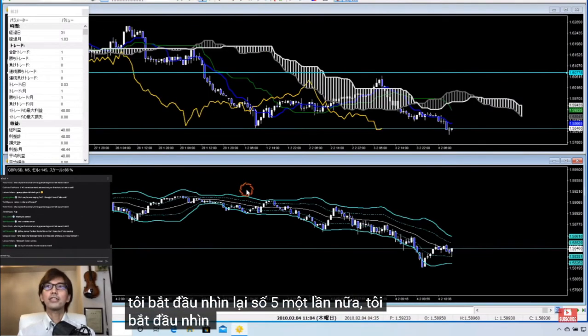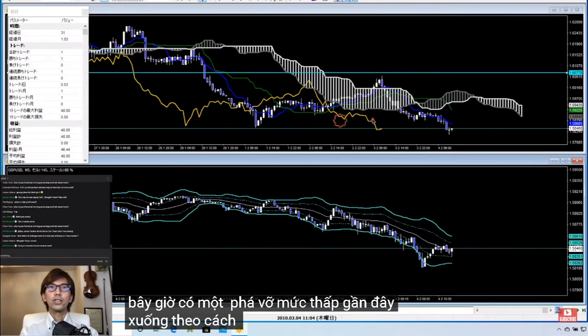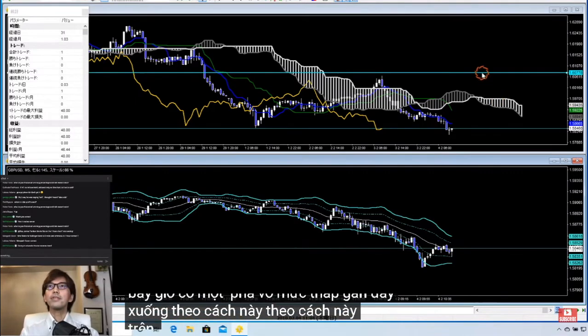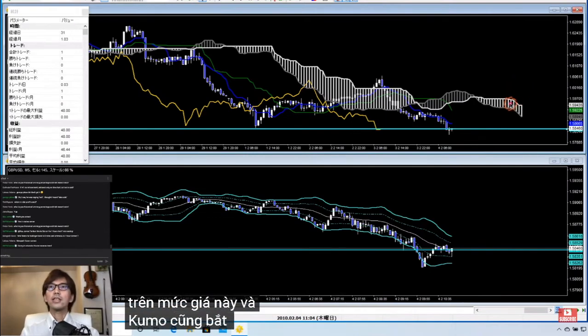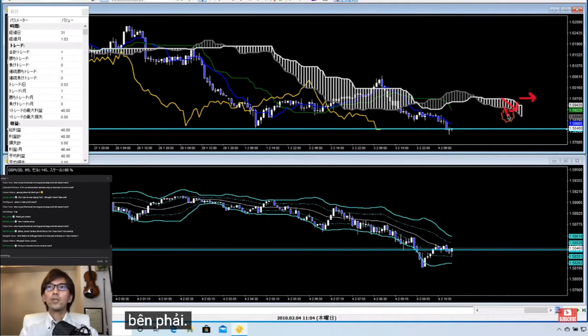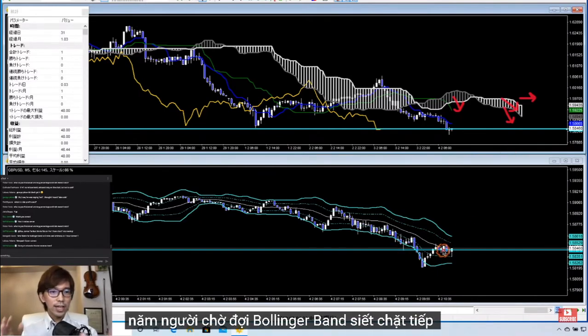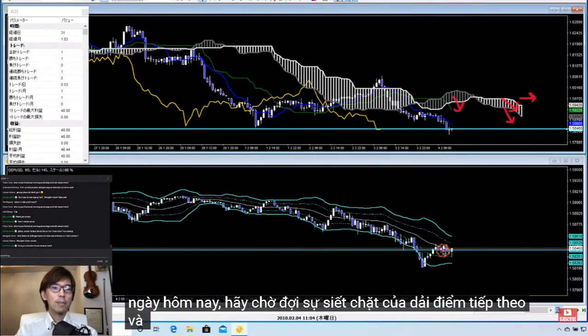I start to look at the 5 again because now there is a breakout of the recent low downwards on this price level. And also Kumo started to be sloping downwards, right? Senkou Span B is still flat, but Senkou Span A is sloping down, and also Kijun-sen is going downwards. So this is when I start to look at the 5 to wait for the next Bollinger Band squeeze, which is the theme for today. Wait for the next Bollinger Band squeeze and look for the selling edges.